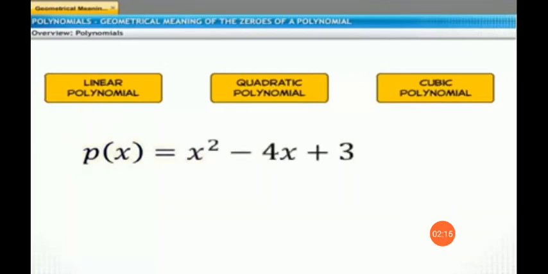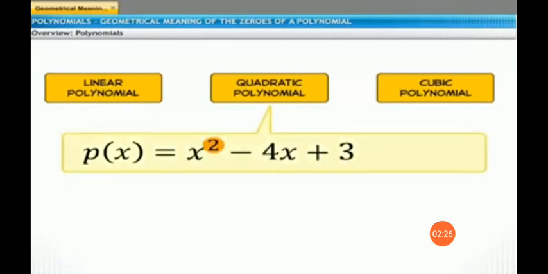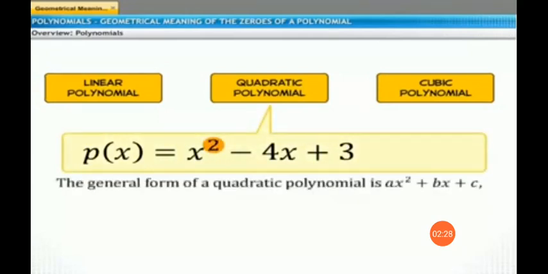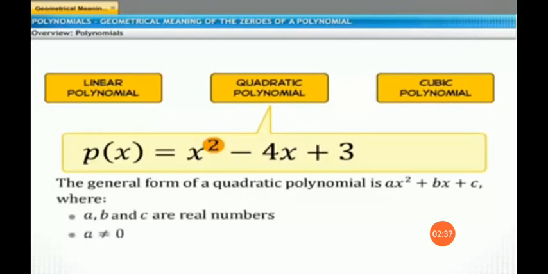Now moving to the next, it is x squared minus 4x plus 3, which has power 2. So it is a quadratic polynomial with general form ax squared plus bx plus c, where a, b, c are real numbers and a is not equal to 0. So these are the three different types of polynomial on the basis of degree. Understood? Okay, good.